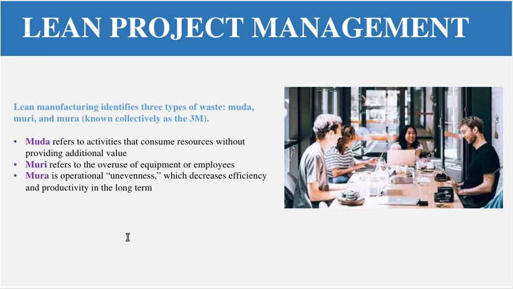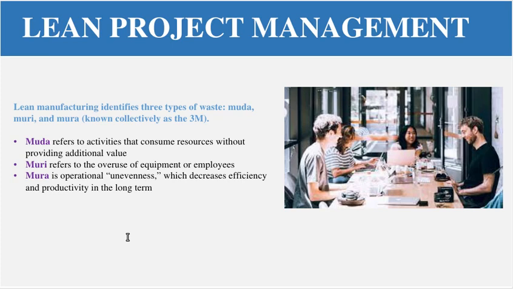Now lean project management is based on three types of waste: Muda, Muri and Mura. Muda refers to activities that consume resources without providing additional value. For example, resources are putting in overtime. The normal standard time is 9 to 6 and they are sitting till 8 p.m., but from 6 to 8 p.m. they are not producing any valuable input. So resources are being consumed but not providing any value.